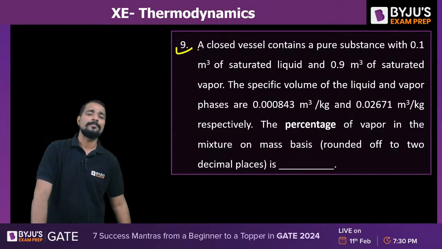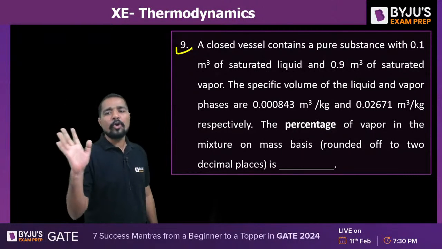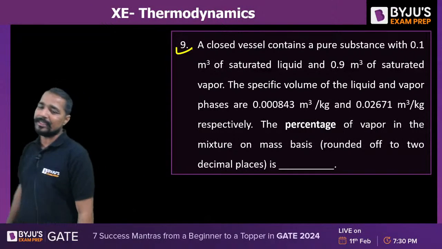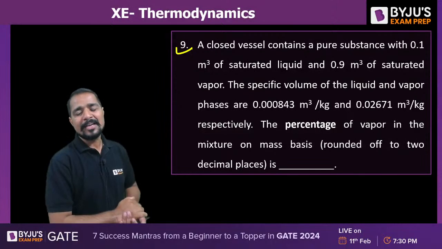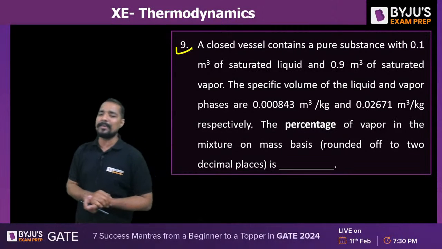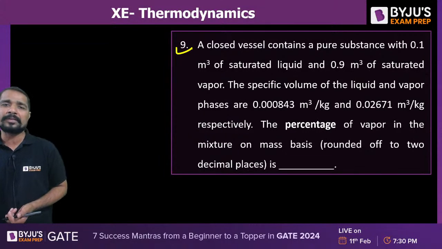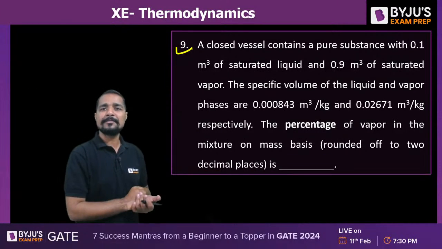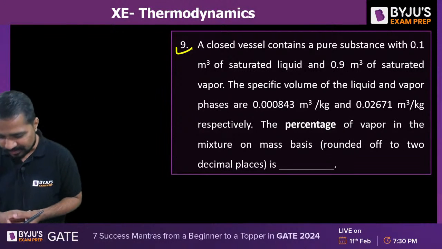9. A closed vessel contains a pure substance with 0.5 meter cube of saturated liquid and 0.9 meter cube of saturated vapor. Specific volume of the liquid and vapor is given to us. Then percentage of the vapor. He's talking about the dryness fraction on the mass basis. I'll give you 1 minute to solve this question. If you studied already, very good.